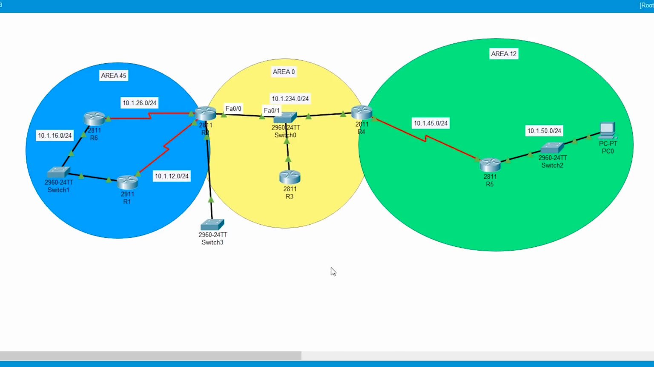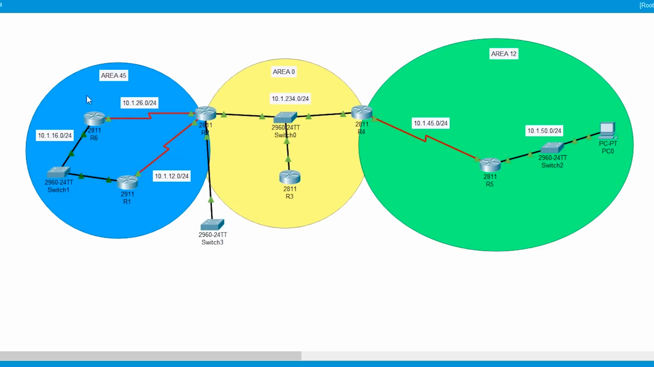We're not going to look at redistribution, so I have not put RIP. We're only working in OSPF, and we're going to work with OSPF in multi-area. So in blue, this is OSPF area 45. Yellow is OSPF area 0, which is the backbone area. Green is OSPF area 12, which is another area in OSPF.